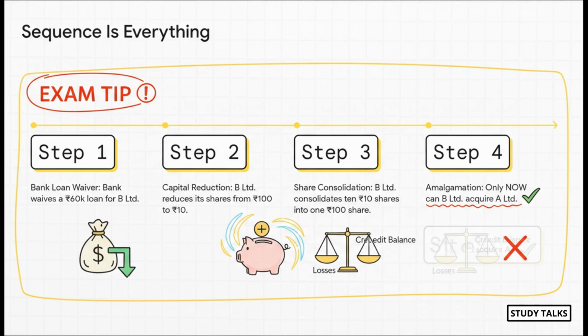The bank waiving the loan, the capital reduction scheme, all of that creates a credit in the capital reduction account, which B Limited then uses to write off its old losses. Only after B Limited has cleaned up its own house can it go out and acquire A Limited. If you get this order wrong, the entire problem falls apart.